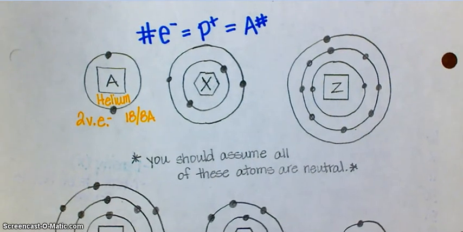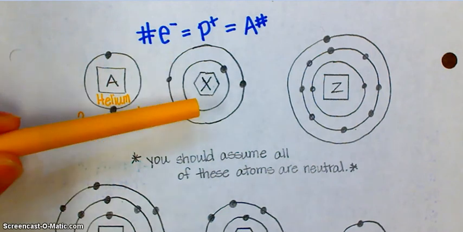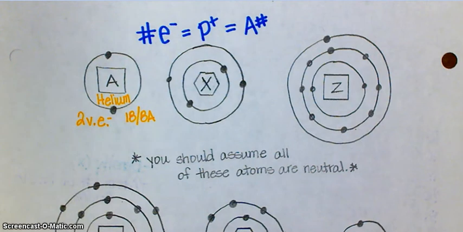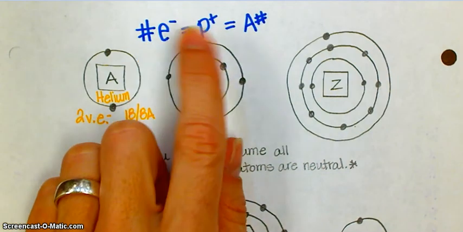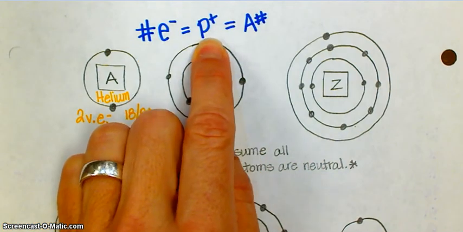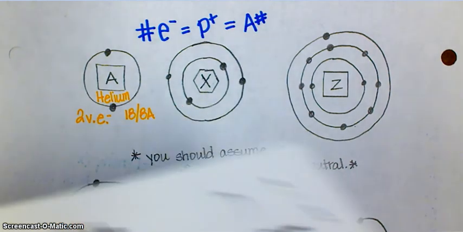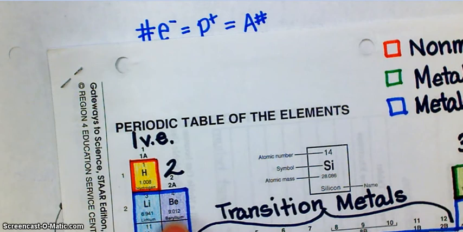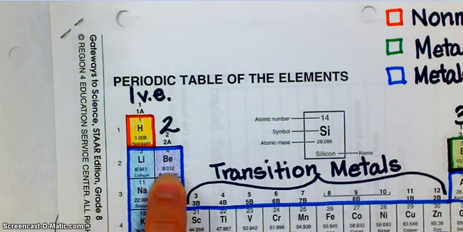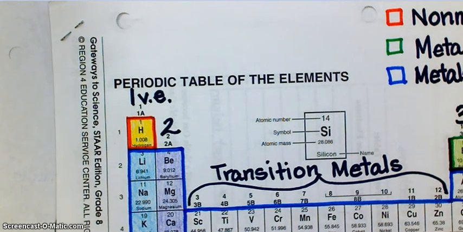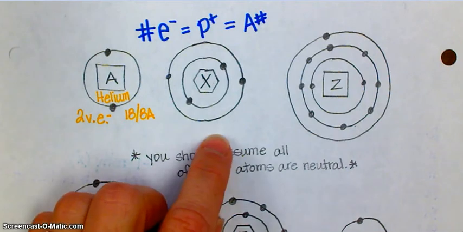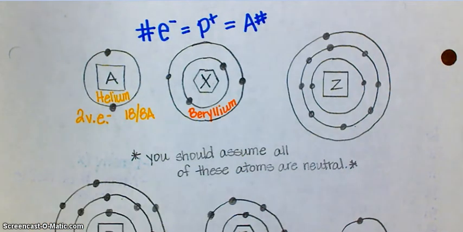All right, so let's do the next one. First of all, how many total electrons do we have? We've got a total of 1, 2, 3, 4 electrons. If I have 4 electrons, that means I have 4 protons. If I have 4 protons, that means the atomic number is also 4. And so now I go shopping on the periodic table to figure out what has 4 protons. And that is going to be beryllium right there. All right, so this one's beryllium.